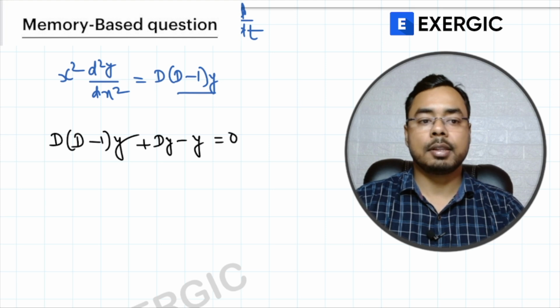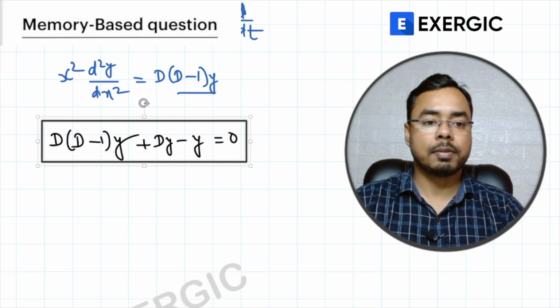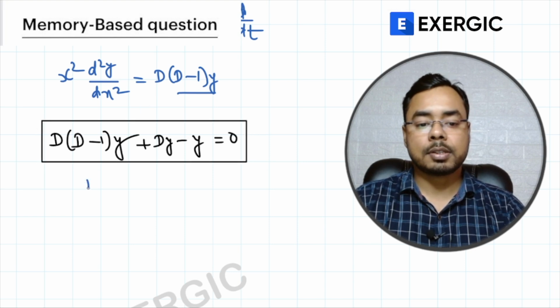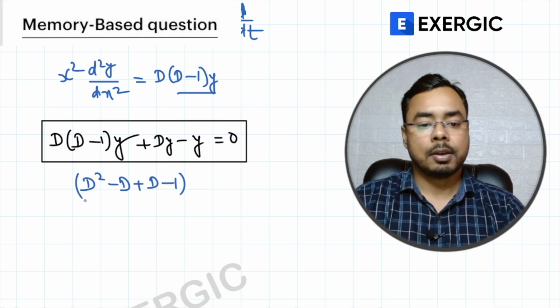Now this is our new differential equation, right? A differential equation with constant coefficients. So now what you can do is rewrite this as D square minus D plus D minus 1. This we have to operate on y. This will be equal to 0.